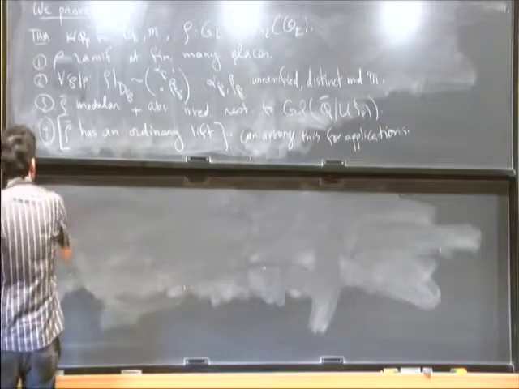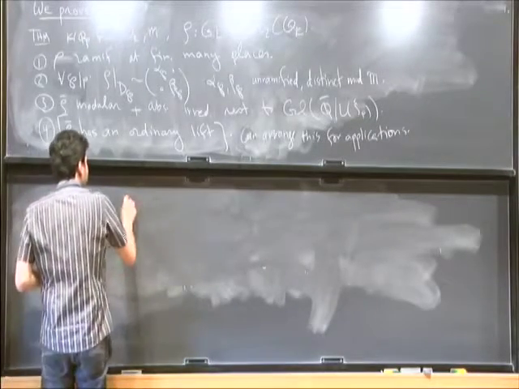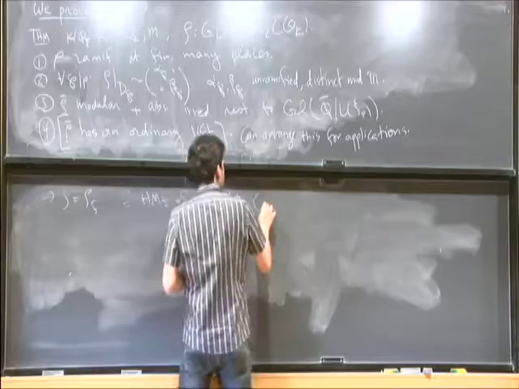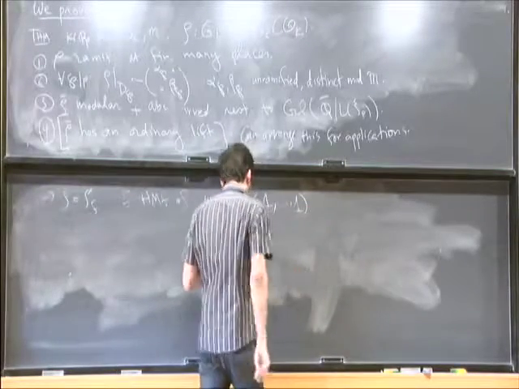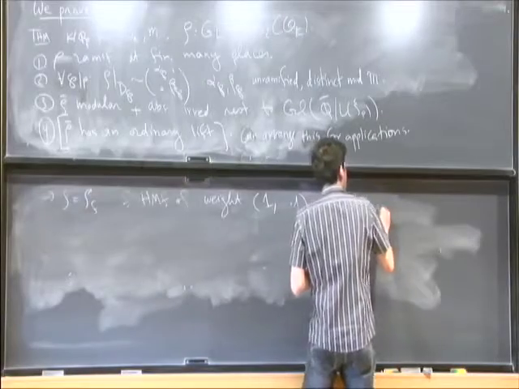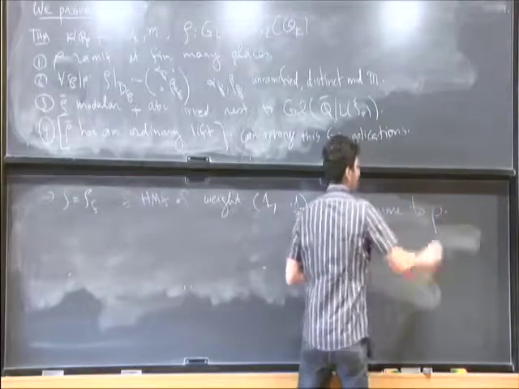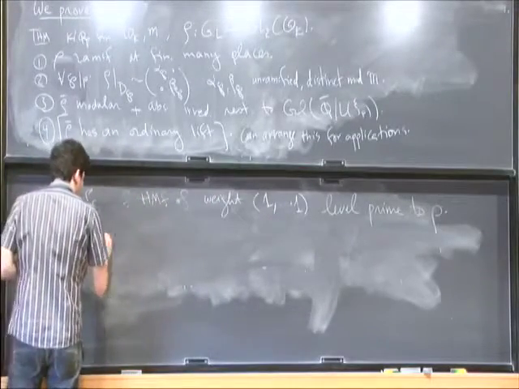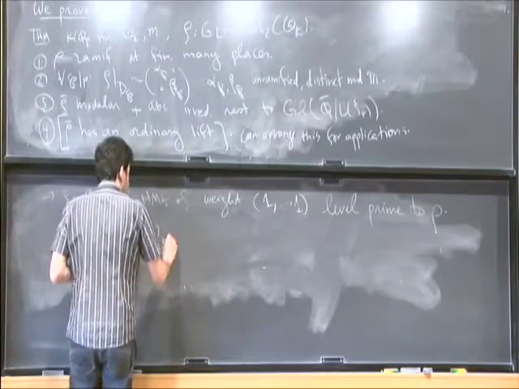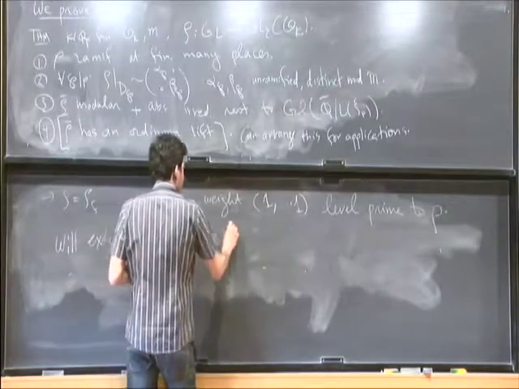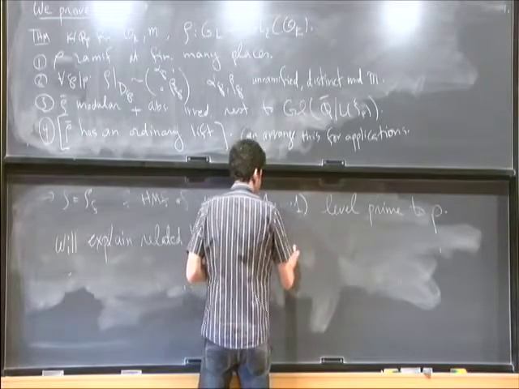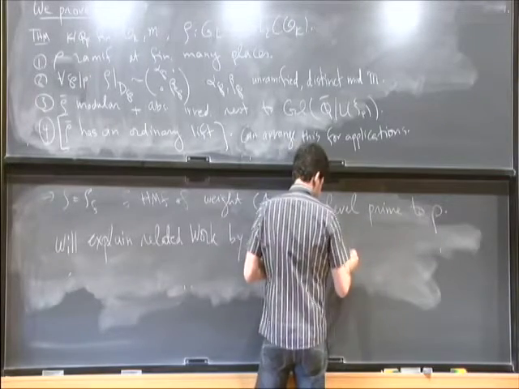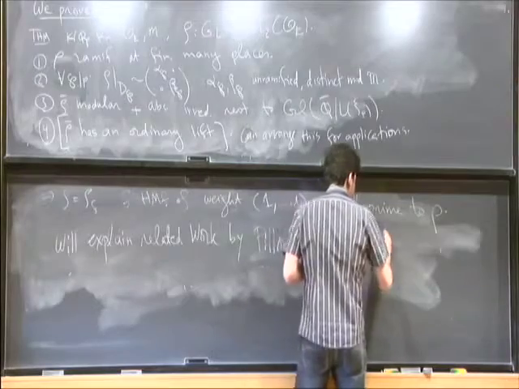Okay, then what happens? Then rho is rho F, where F is a Hilbert modular form of parallel weight 1 and level prime to P. I will explain at the end related work by Piloni, and also a joint work that I'm doing with Sasaki and Tian.